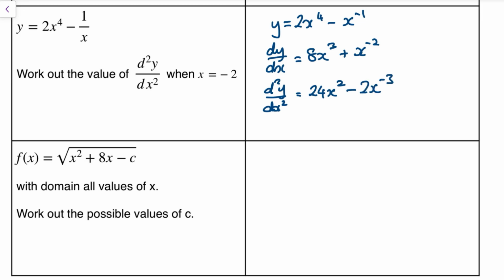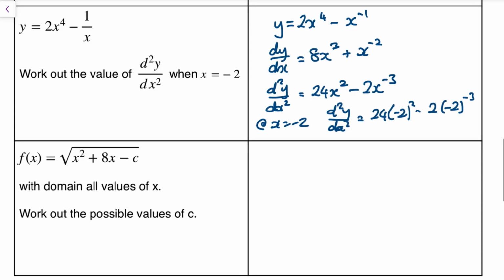And then what does it want me to do? It wants me to actually put a value in. So at x equals minus 2, d2y dx squared is going to be equal to 24 times minus 2 squared, minus 2 times minus 2 to the minus 3, which is going to be eighths. So I'm going to get my calculator out, and that gives me a final answer of 96.25. Question done.